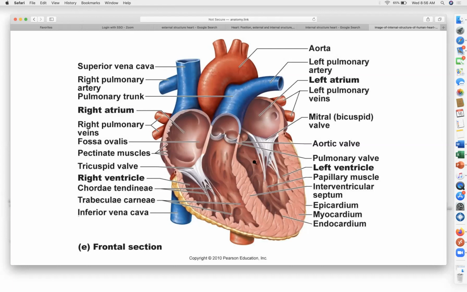Your heart pumps pressure out into your lungs and your systemic circulation. That high pressure is called your systolic. And your low pressure is your diastolic. And that corresponds to when the heart fills up with blood.